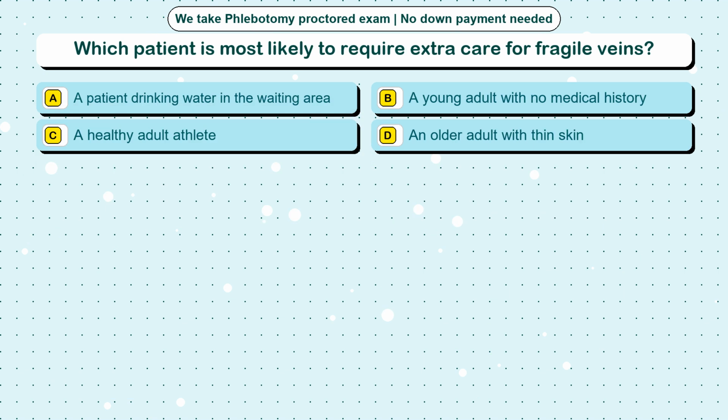Question 58. Which patient is most likely to require extra care for fragile veins? Option A. A patient drinking water in the waiting area. Option B. A young adult with no medical history. Option C. A healthy adult athlete. Option D. An older adult with thin skin.